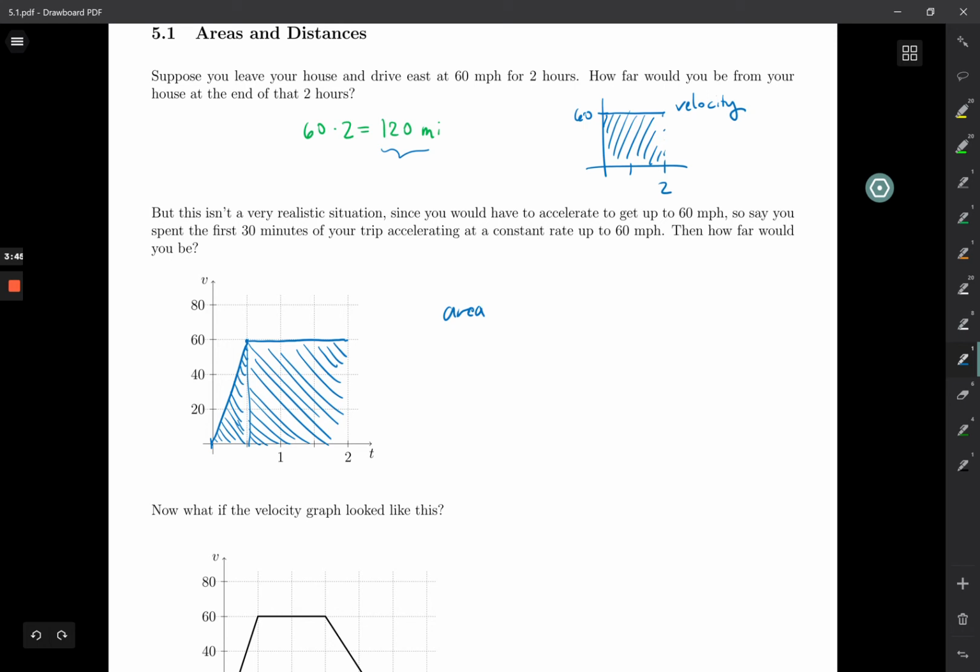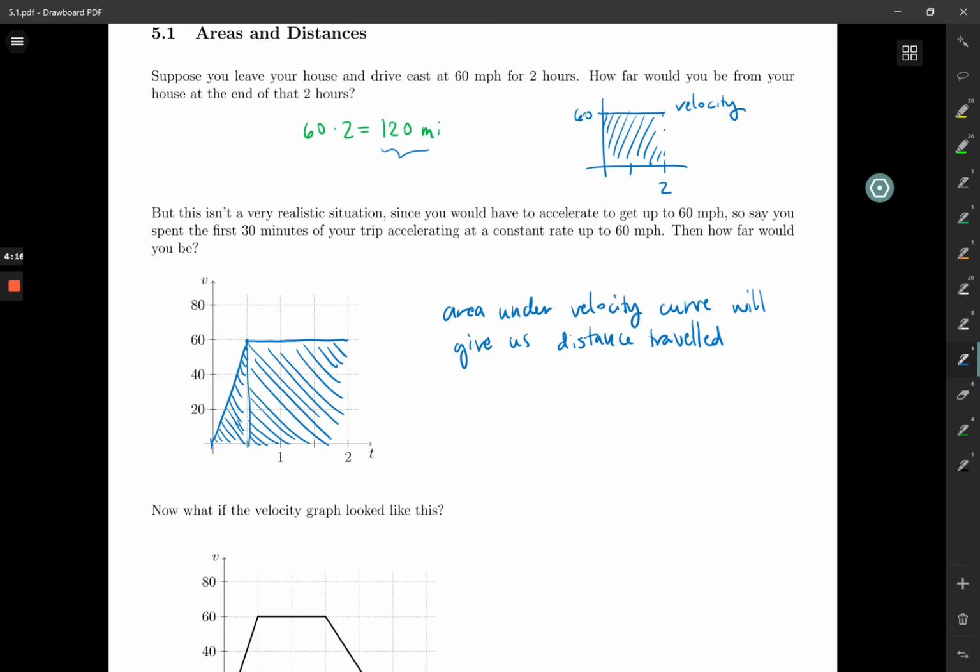like before, the area under the velocity curve will give us the distance traveled. So let's go ahead and do that.